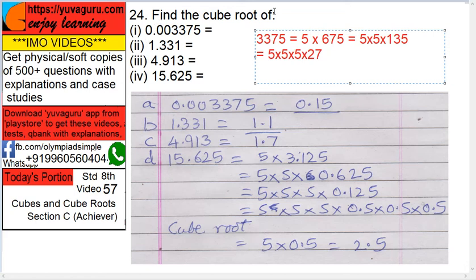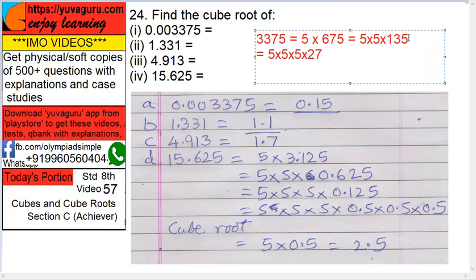Next, find the cube roots of these 4 numbers given. Okay, so first number, 0.003375. How to find it? First find the cube root of 3375.